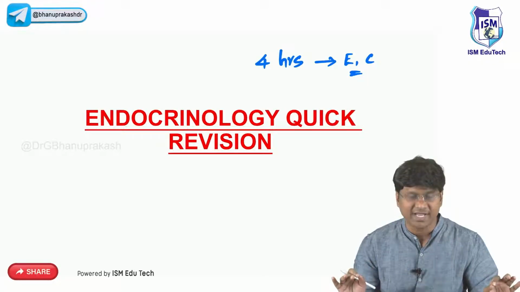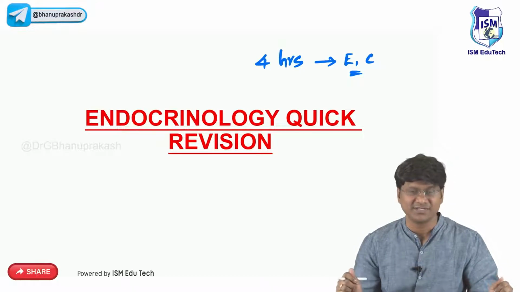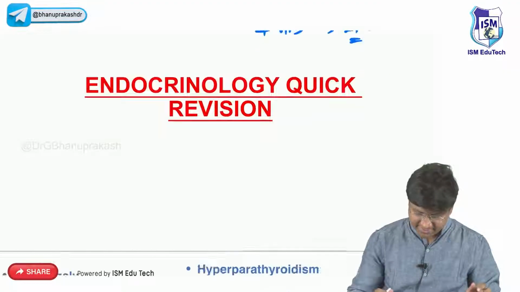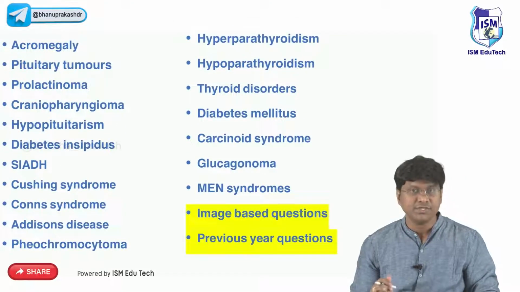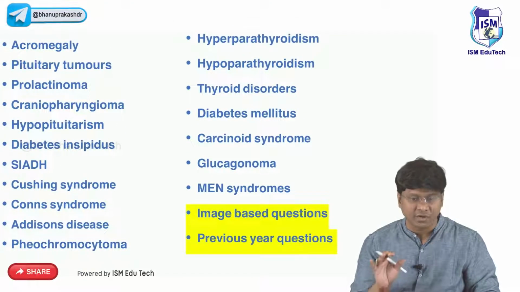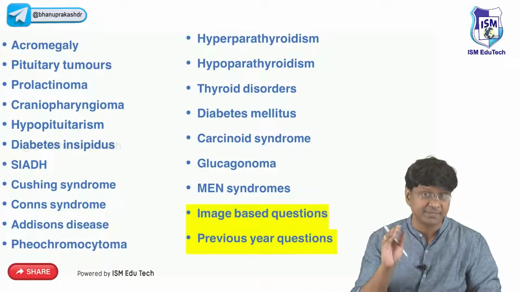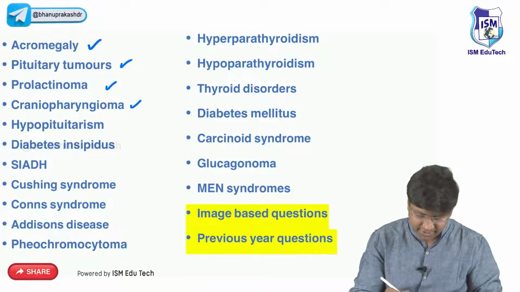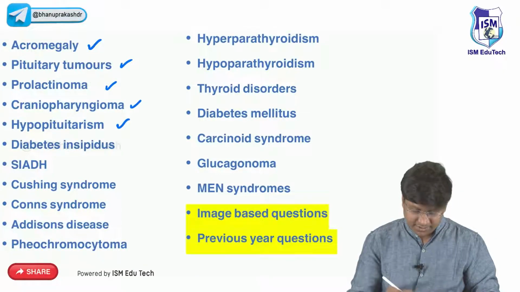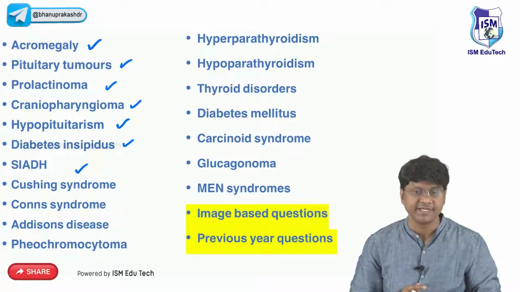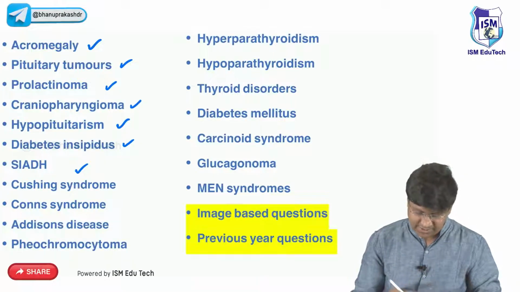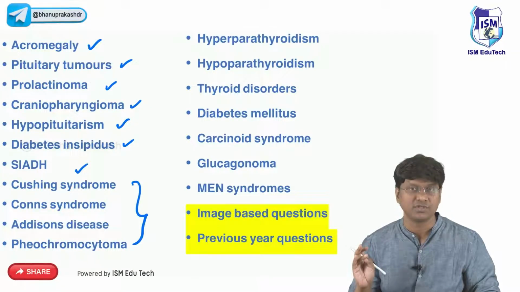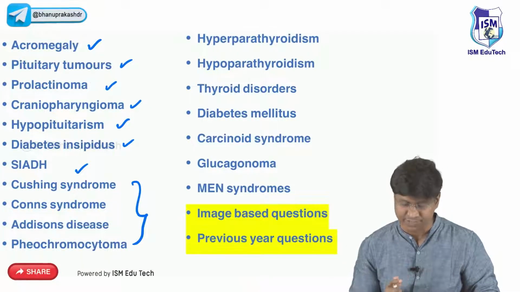Okay. So having said this, now let us start with the session. What will I be covering in endocrinology? I'll be covering topics like pituitary disorders, that is acromegaly, pituitary tumors, prolactinoma, craniopharyngioma, hypopituitarism, diabetes insipidus, and SIADH. These are all your pituitary disorders. Then next are the adrenal gland disorders, that is Cushing syndrome, Conn's syndrome, Addison's, and then pheochromocytoma.